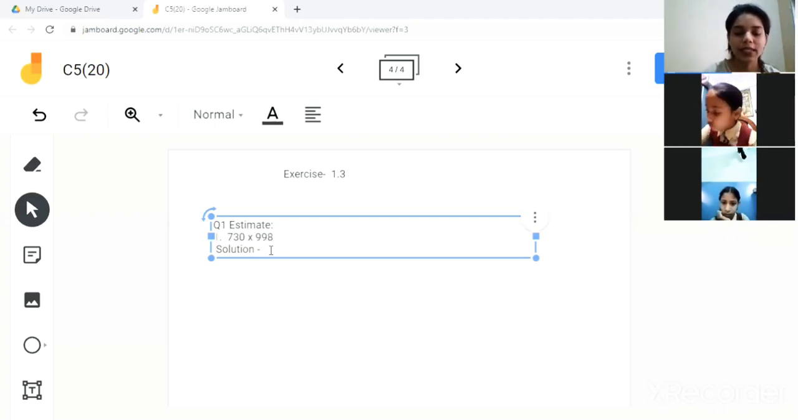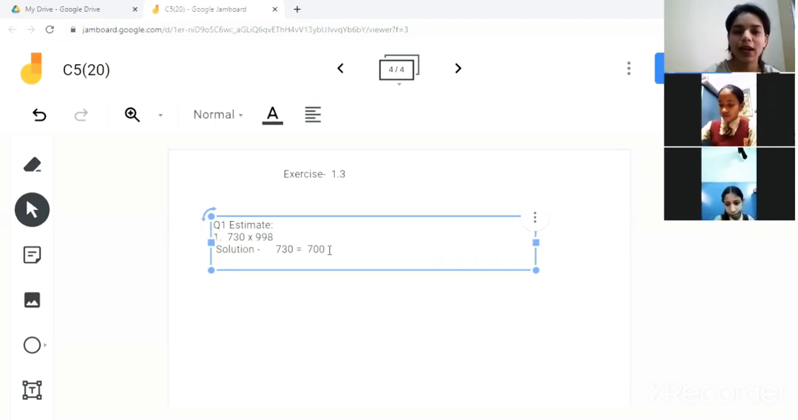So children, 730 will be converted into the nearest hundreds. Why? Because it is a three-digit number and we can convert it into the nearest hundreds. So 730 will be converted into 700 because 700 is nearer to 730. It can also be converted into 800, but it is far away from 730. So that's why we converted it into 700.